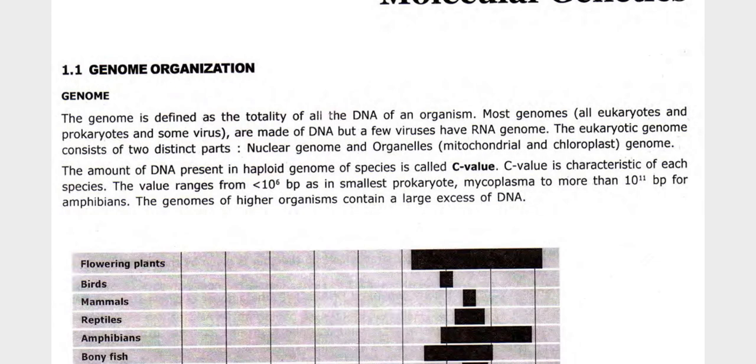The amount of DNA present in the haploid genome of a species is called the C value. The C value is characteristic of each species.